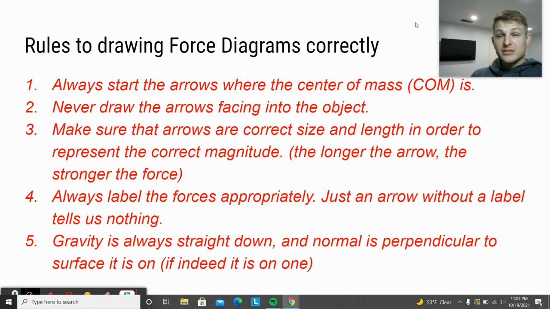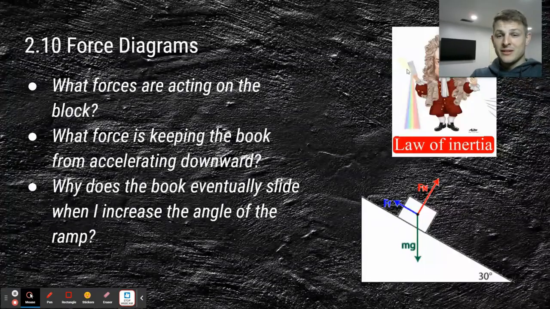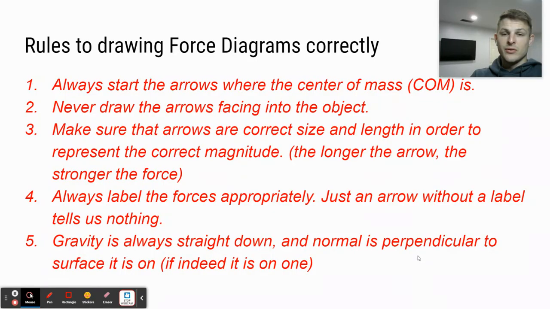5, gravity is always straight down, and just like we talked about in 2.9, normal forces are perpendicular to the surface that object is on. Notice the ramp, okay? If you notice the ramp in the beginning, where's normal force pointing? Upward, perpendicular to the ramp. Gravity's pointing down, okay? That's the way it always has to be.